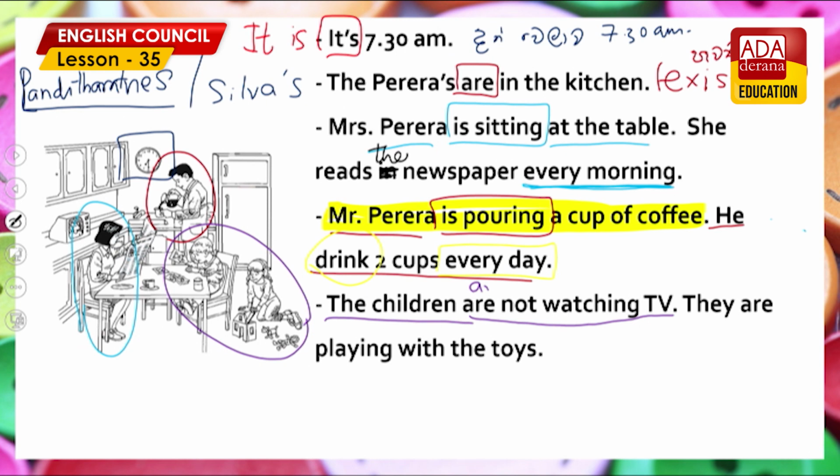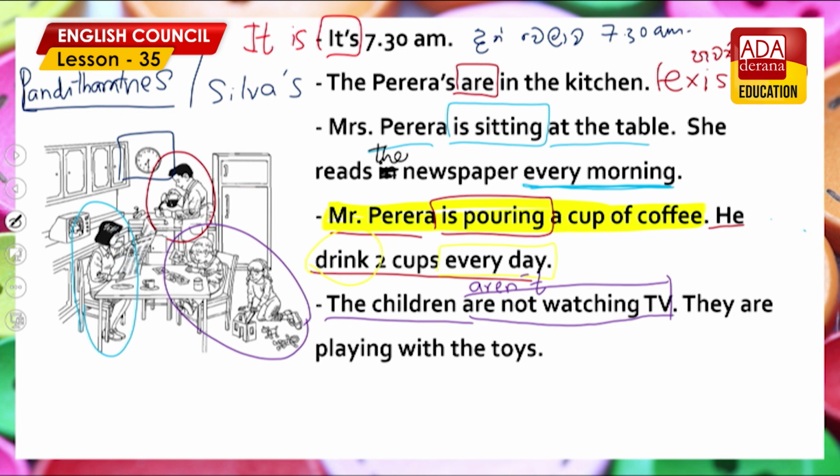Are not can be aren't. The children aren't watching TV. Are not contracted, aren't. Are not watching TV. The children are not watching TV. The children aren't watching TV.